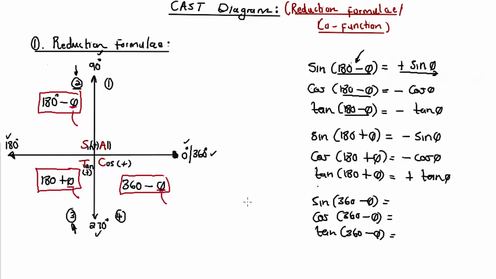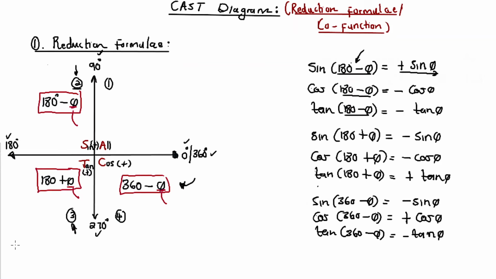Now for the last reduction formula in the fourth quadrant: sine is negative, so it's going to be a negative sine theta. Cos is positive, so it's going to be a plus cos theta. Tan 360 minus is located in the fourth quadrant, where tan is negative, so it's going to be a negative tan theta. So this is how you go about solving your reduction formulas.